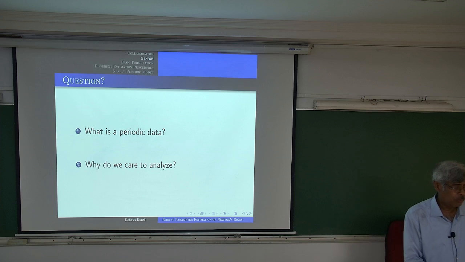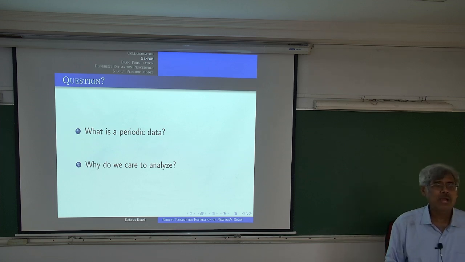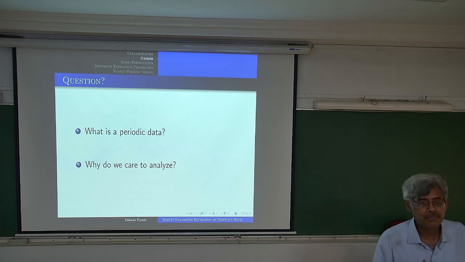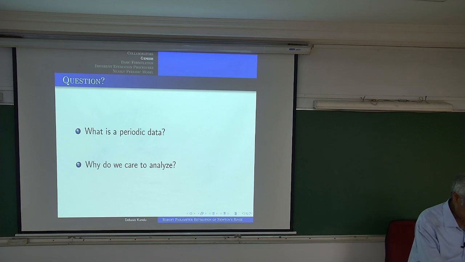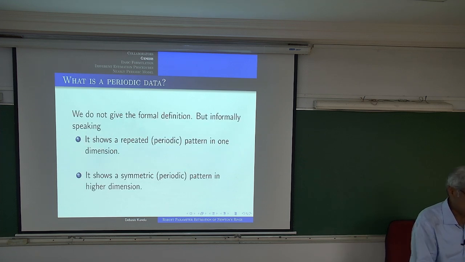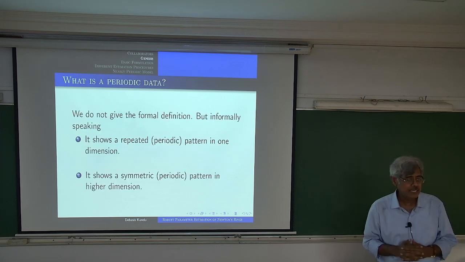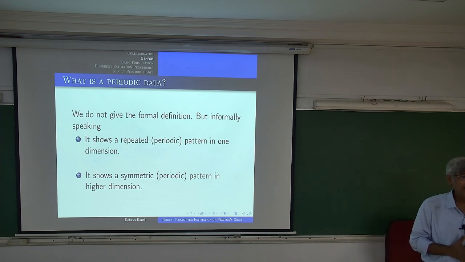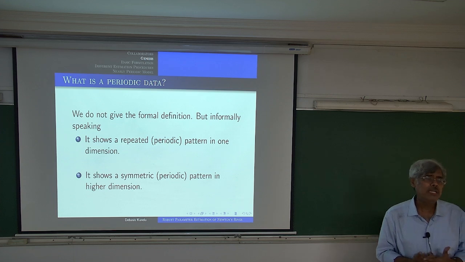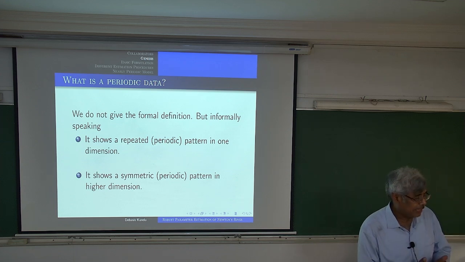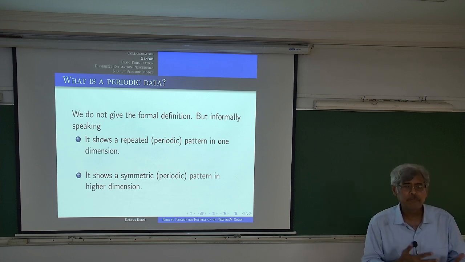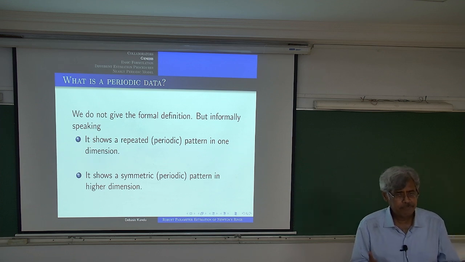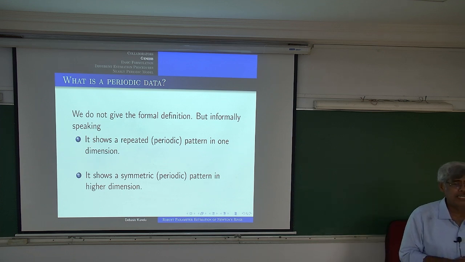Two things: what is periodic data, and why do you bother to analyze it? Well, I am not going to give a formal definition, but all of us at least have a feel for it. In one dimension, it is basically a repeated pattern, a periodic pattern that repeats after a certain time. It has a formal definition, but let's not go into it; we know it has repetitions.